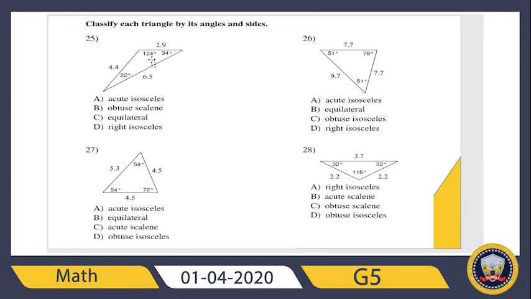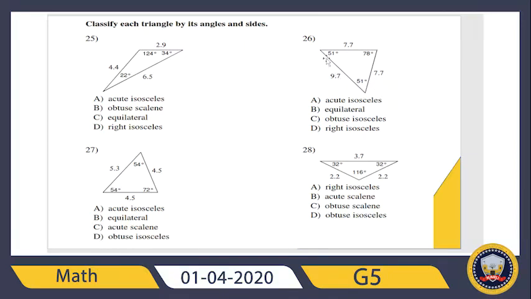So obtuse and scalene. You have to choose one of these. Acute isosceles? No, not acute isosceles. Obtuse scalene. Yes, it's obtuse scalene. So the answer here is number B, obtuse scalene triangle. Yes. Okay, who will help me in this second one?